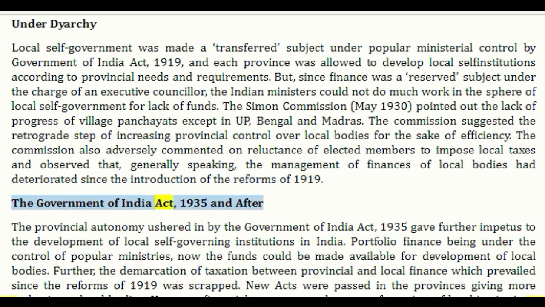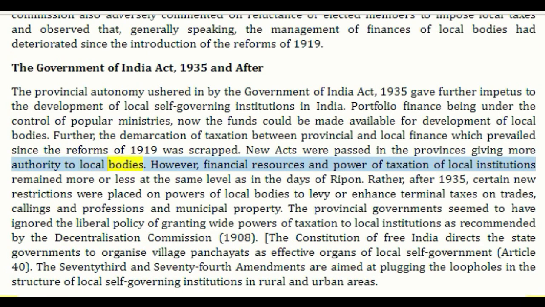The Government of India Act, 1935 and after. The provincial autonomy ushered in by the Government of India Act, 1935 gave further impetus to the development of local self-governing institutions in India. Portfolio finance being under the control of popular ministries, now the funds could be made available for development of local bodies. Further, the demarcation of taxation between provincial and local finance which prevailed since the reforms of 1919 was scrapped. New acts were passed in the provinces giving more authority to local bodies.